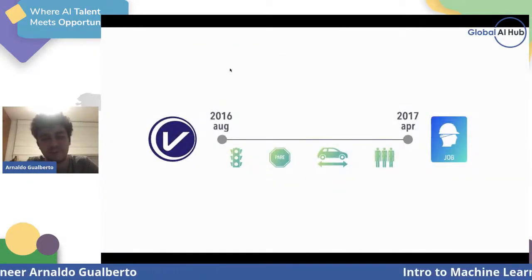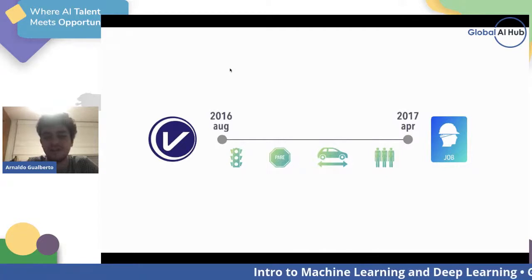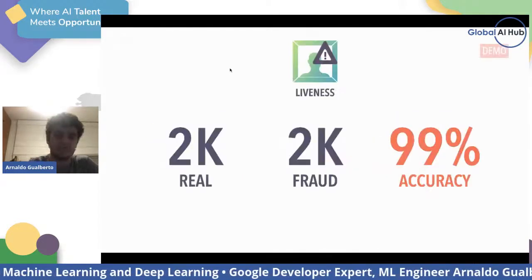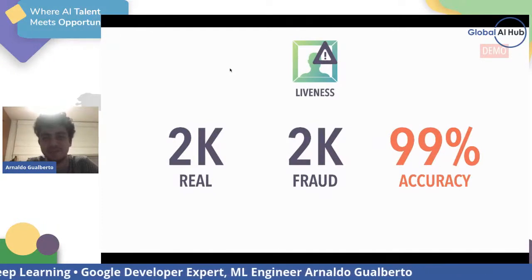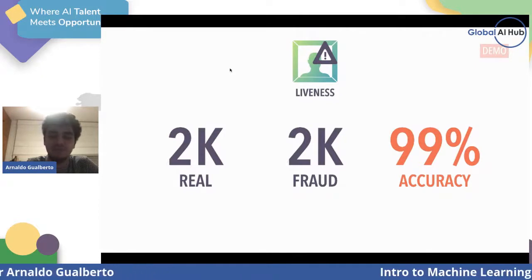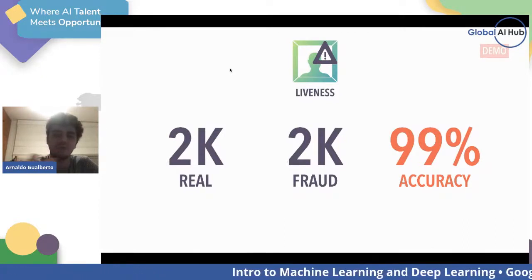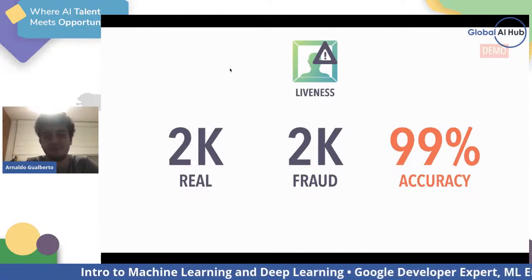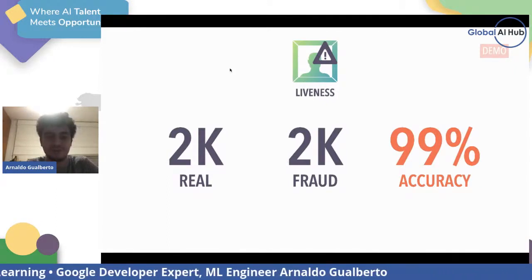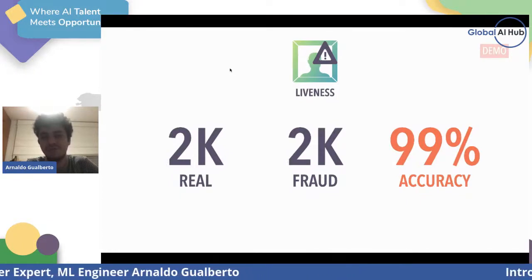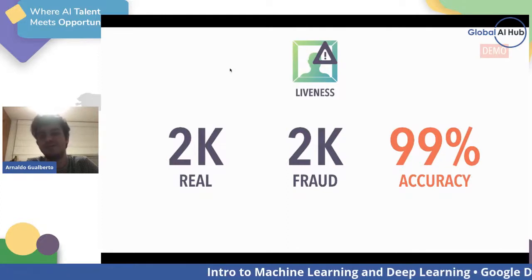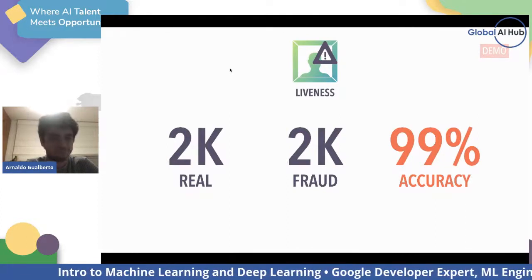So after these four projects, I was finally hired as a researcher in that company, and the first project I developed was the liveness detector. So basically, the idea here is we want to know if the person that is being shown to the camera is a real person or not. For example, it could be a picture from a picture, so it's not a real person.